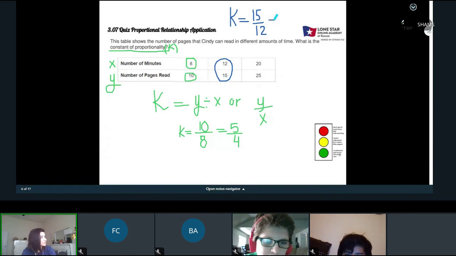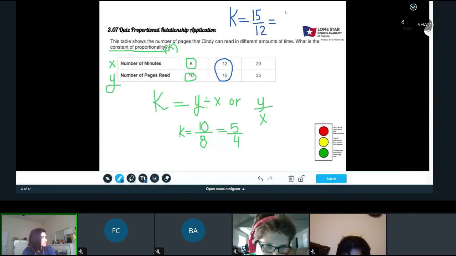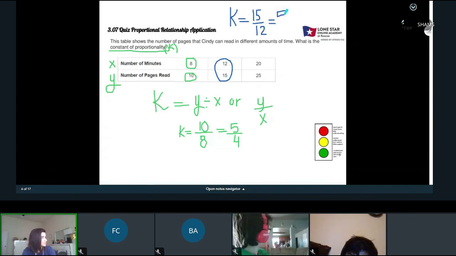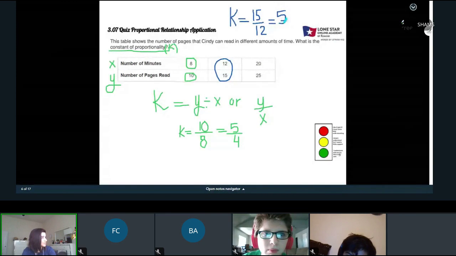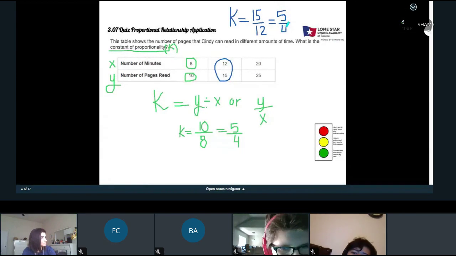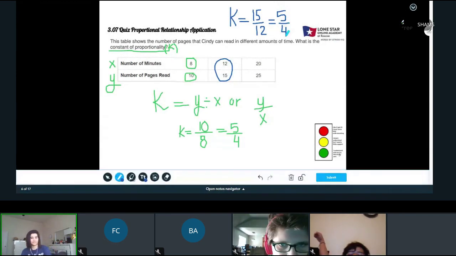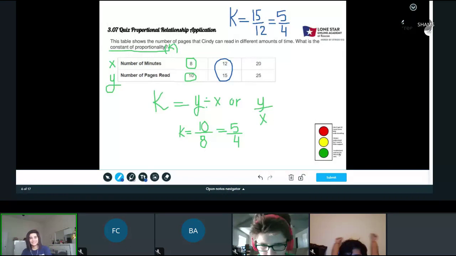Yes? And I can reduce by 3. 3 times 5 is 15. 3 times 4 is 12. Okay, this is the constant of proportionality. You can also try the third pair and still get the same answer. I will pause. Are there any questions?